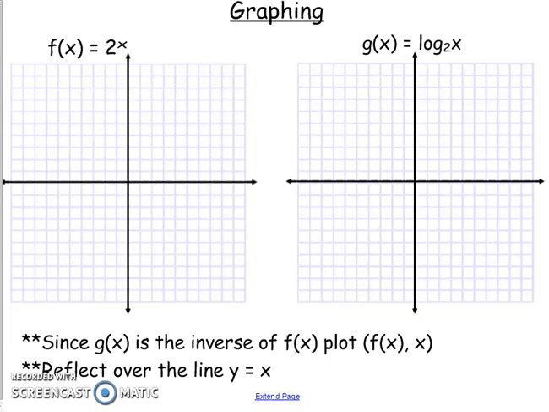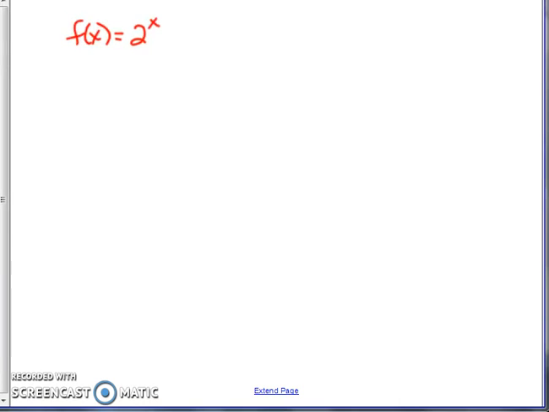When we are graphing logarithms, the main thing that we need to remember is that a logarithm is the inverse of an exponential function. So if we graph f of x equals 2 to the x, and we make an xy chart, we had f of x equals 2 to the x. Now, from previous classes, we know that we just need to make an xy chart.